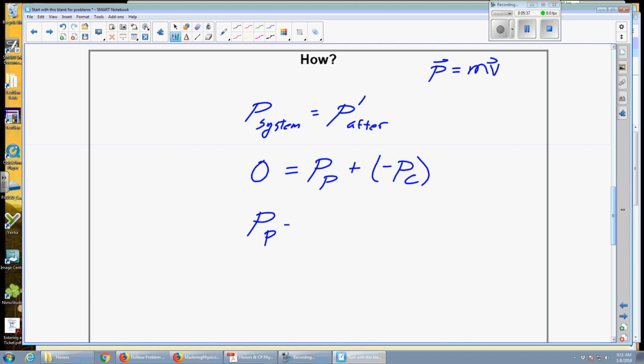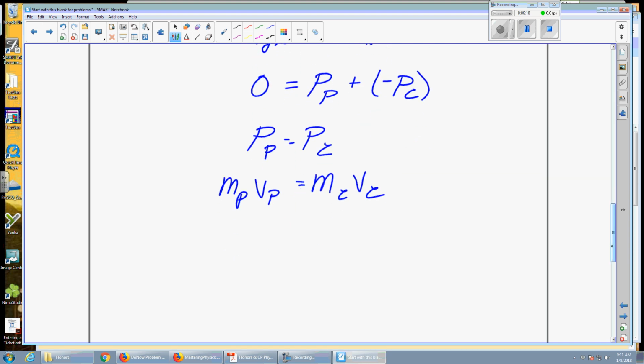So the momentum of the person equals the momentum of the canoe. Inertia of the person, velocity of the person. Actually, we already took care of it. It should be speed in there. Inertia of the canoe, speed of the canoe. Because I took care of the vector part down here. These should have had vector symbols. Oh, now I can just plug in, right?